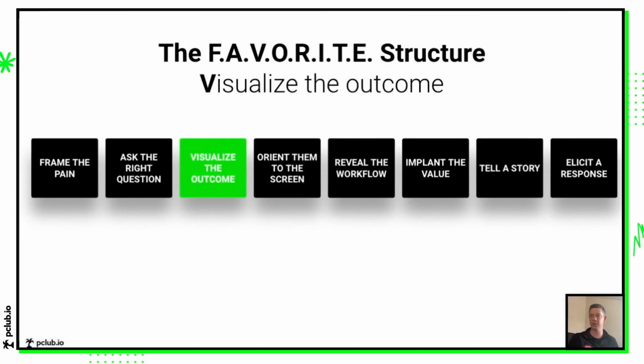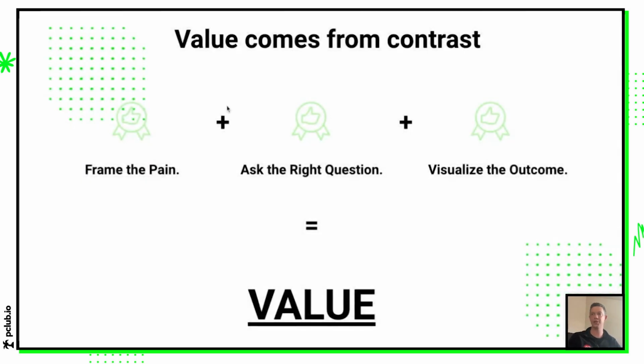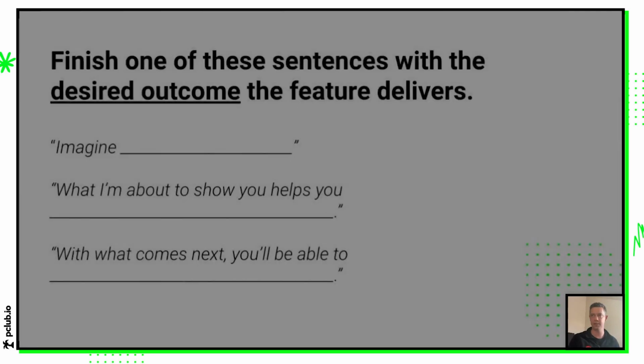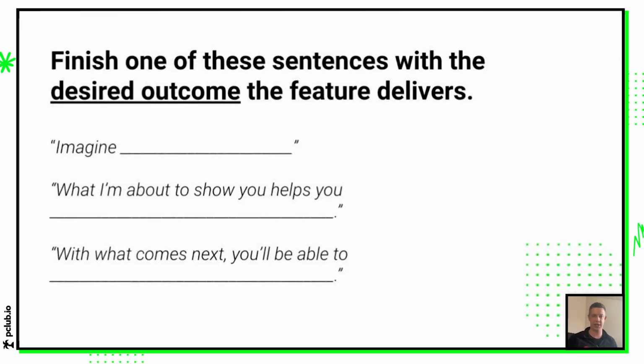Step 3, get them to visualize the outcome that the capability can deliver to them. So you'll frame the pain, you'll ask a question, you'll get them to picture a mental picture, which we already talked about, that drives behavior, and that creates value because now you're contrasting pain with future benefits. So you'll simply finish one of these. Again, I'm going super fast. Take screenshots if you have to. Imagine value statement. What I'm about to show you helps you, value statement. What comes next, you'll be able to value statement.